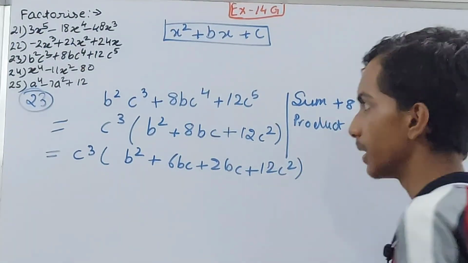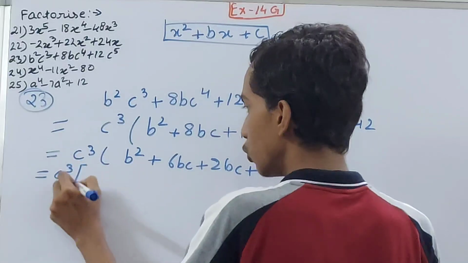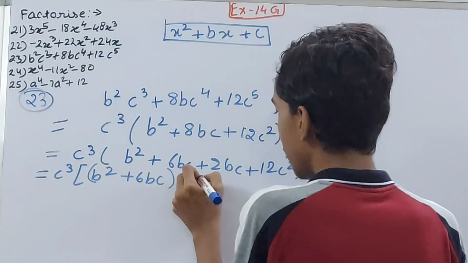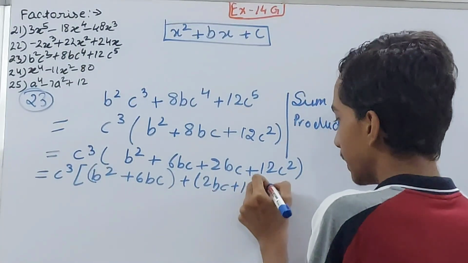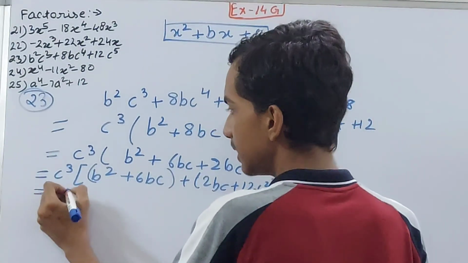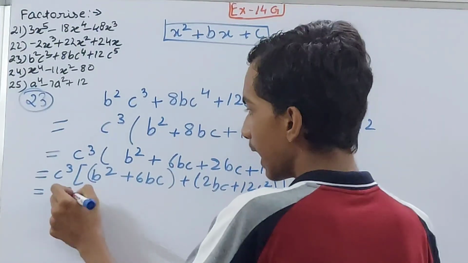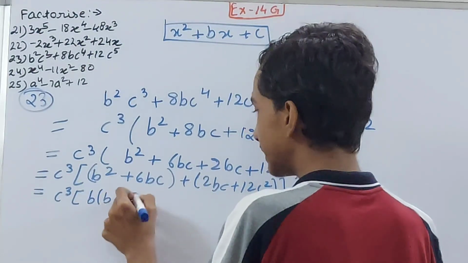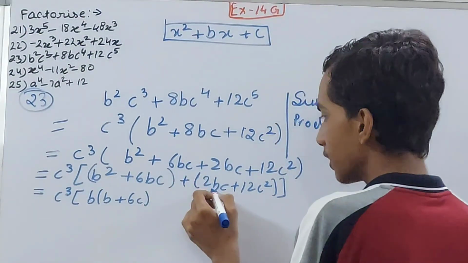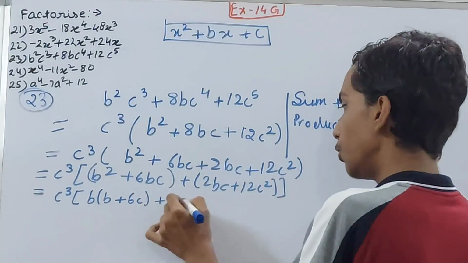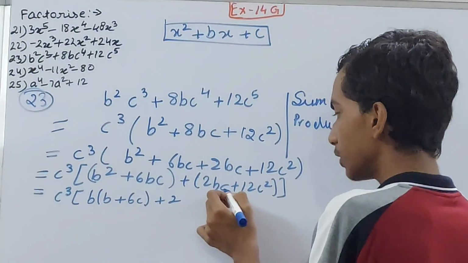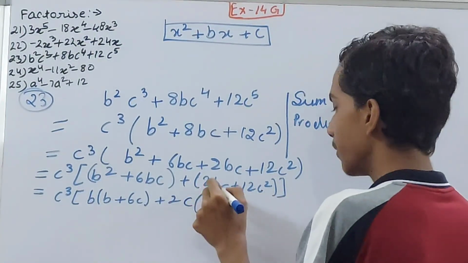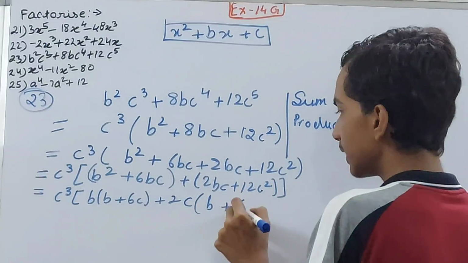Now we can solve this further. We can make the groups here. See, c cube, one group will have b square plus 6bc, another group will have 2bc plus 12c square, right? Let's begin. c cube here, b square and b. So what can we take common from here? We can take b outside the bracket, you will have b plus 6c. And from here, what can you take common? See, 2 and 12, so you can take 2 common. b you cannot take common because it's not there in the second term. c and c square are there, so you can take c common from here, 2c. You will have b plus 6c.